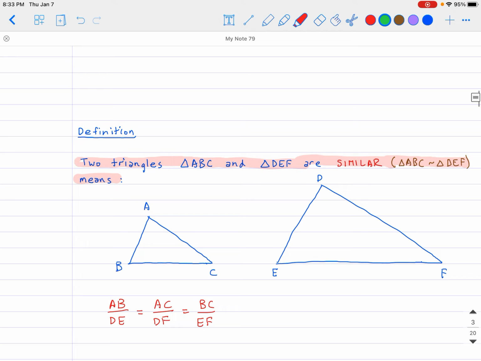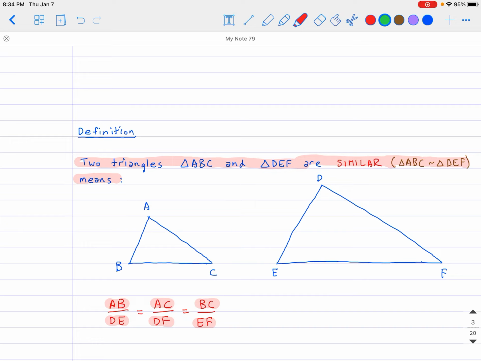So here you can see my two triangles right here. If the two triangles are similar, then that means that the length of AB divided by the length of DE should be equal to the length of AC divided by the length of DF. And then BC right here would be divided by EF right here, and that's going to equal the same proportionality. So what that means is side to side, they still correspond, but they are not equal to each other like congruency, but instead they are going to be some sort of proportionality.